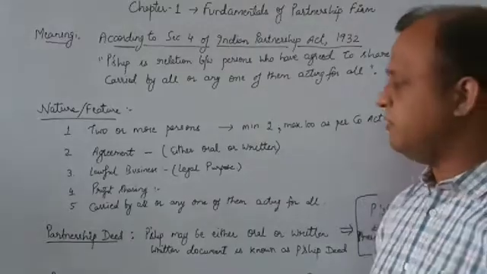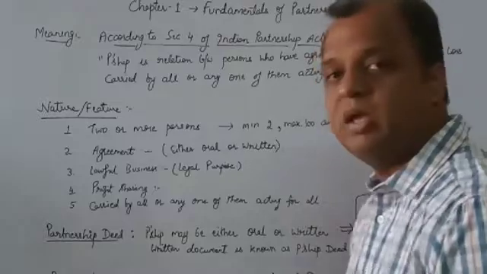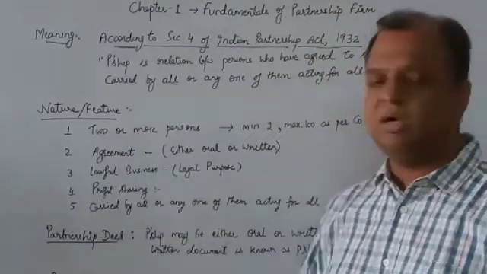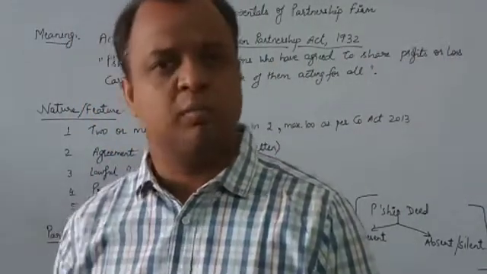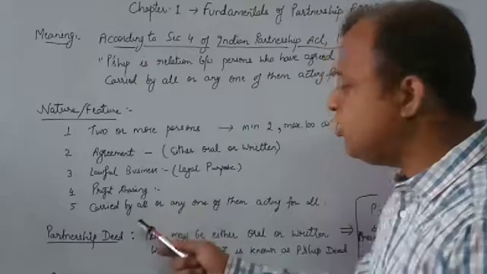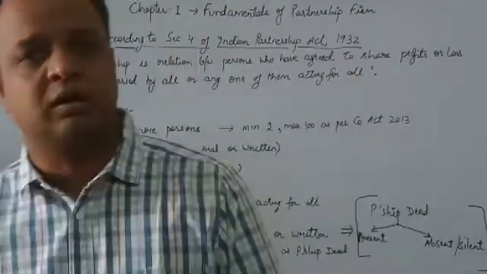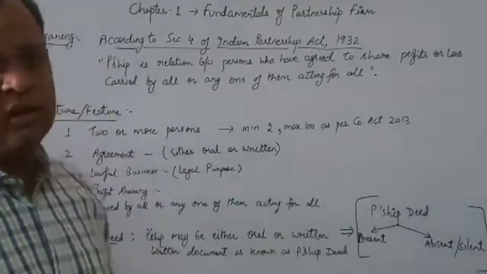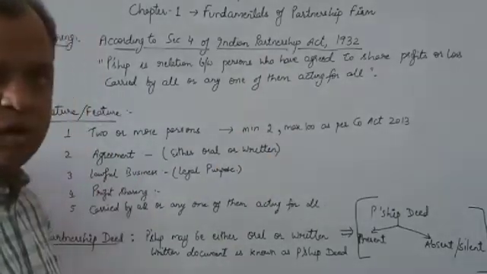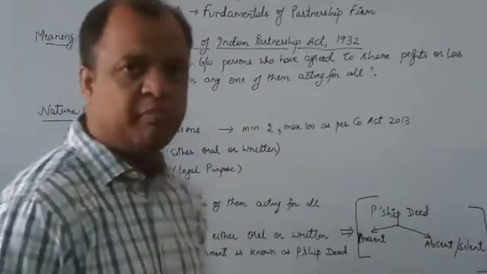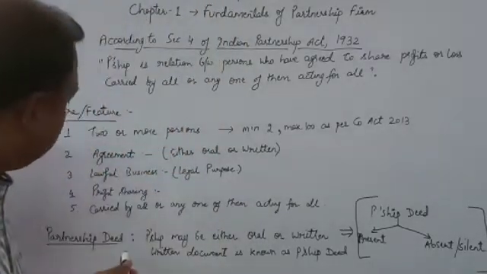And the last feature of partnership is carried by all or any one of them acting for all. As already explained earlier, either one person can run and manage the whole partnership business, or all of them might come together to run the partnership business. So in this manner, the above definition has been described through various features one by one, which are the features of partnership. Clear, everyone?